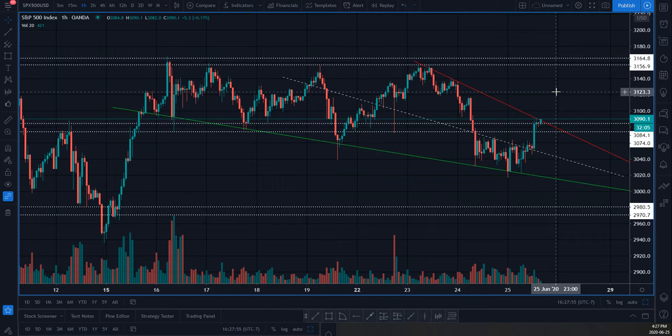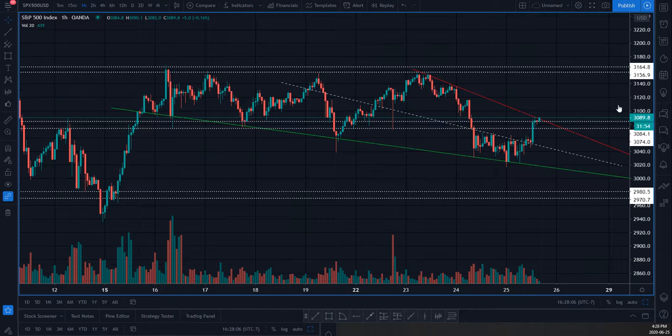So I definitely don't have anything to act on right now. If you're looking to trade it, that's great, but we'll see how it goes. If it completely breaks out, then I just say that I don't have a trade right now.